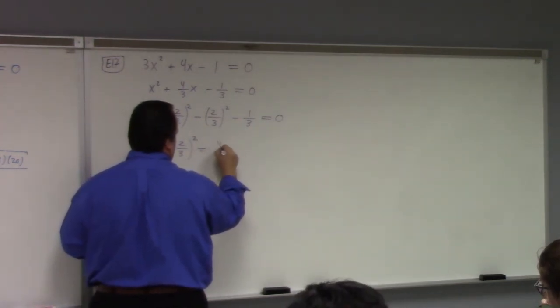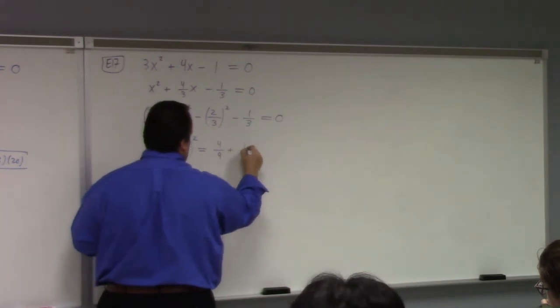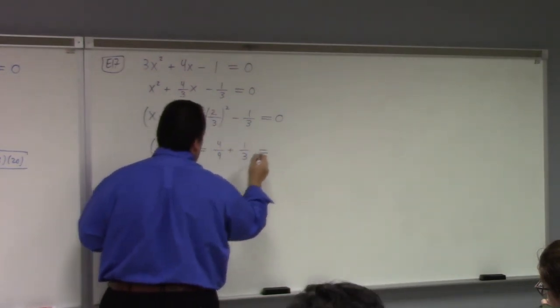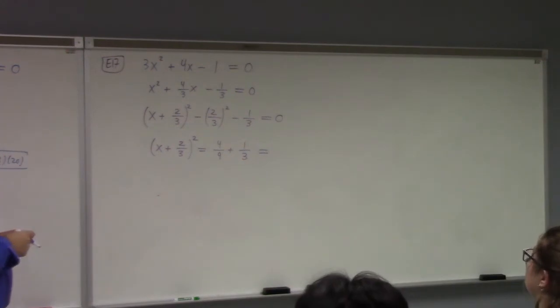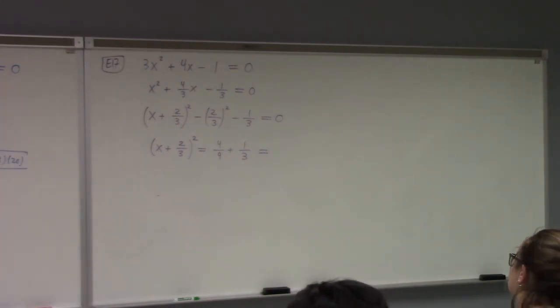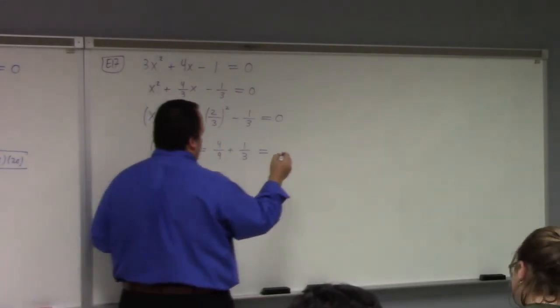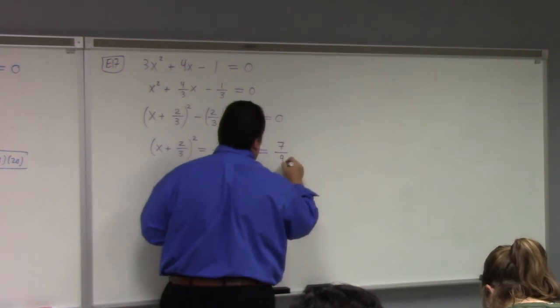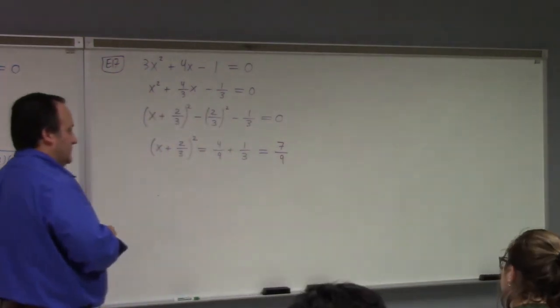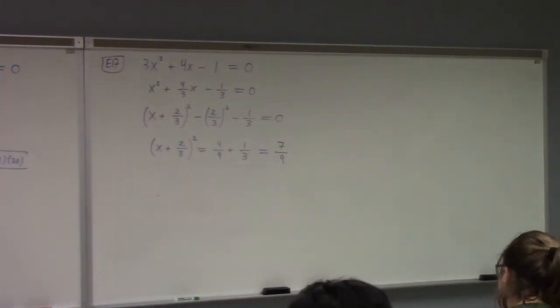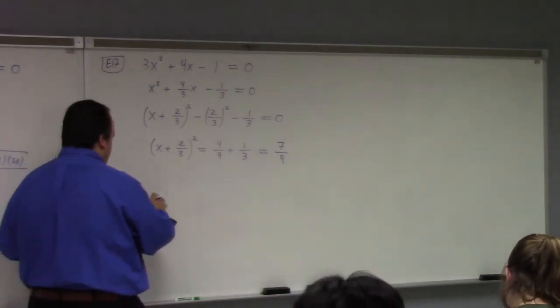Equals 4/9 plus 1/3. What is that equal to? How many ninths is 1/3? It is 3/9, right? So 4/9 plus 3/9 is 7/9. We get 7/9. If you don't see it, use your calculator, all right? And then we use the square root property.